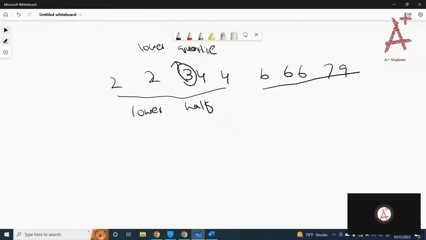This is the lower quartile. So the correct option is 3. So select the correct option and click on the OK button.